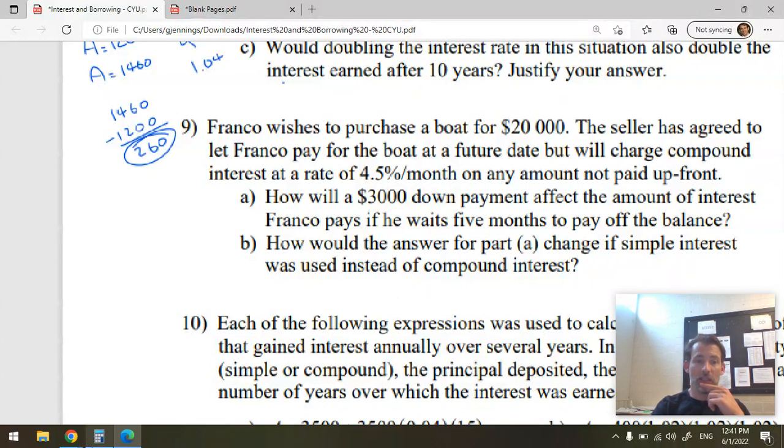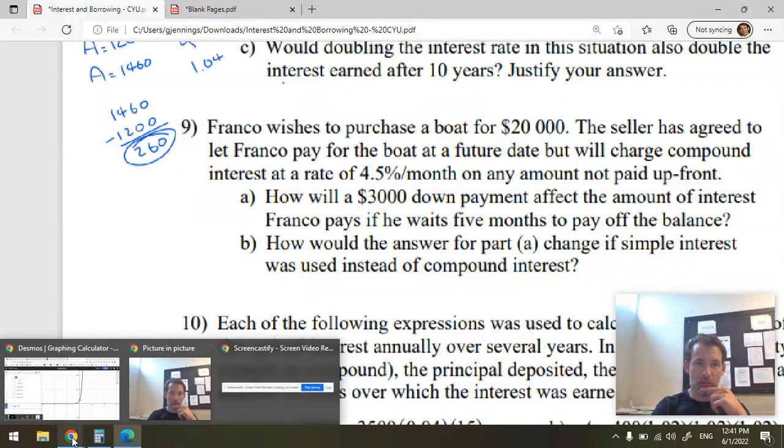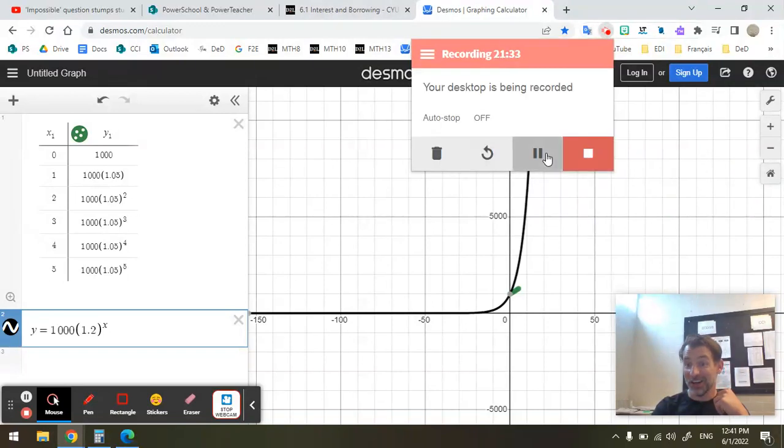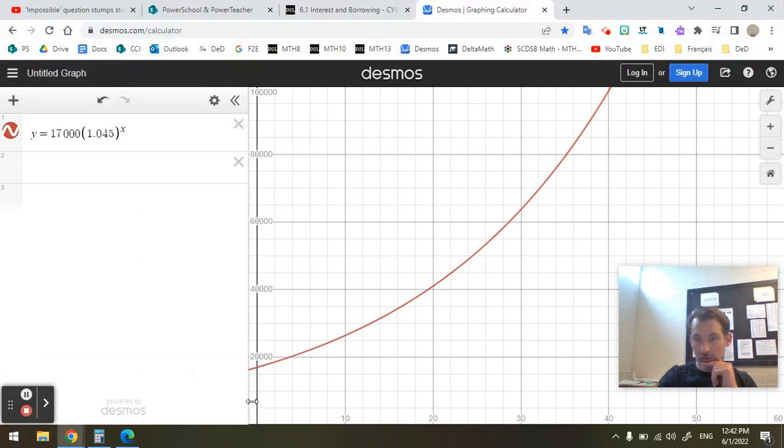Let's take a look at this in a graph. Okay, so I'm going to put this into Desmos in just a moment because this is properly scary. All right, folks. So here is what he will owe. I took out the $3,000 down payment.